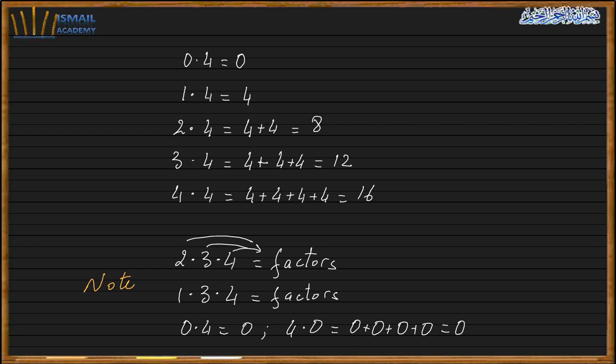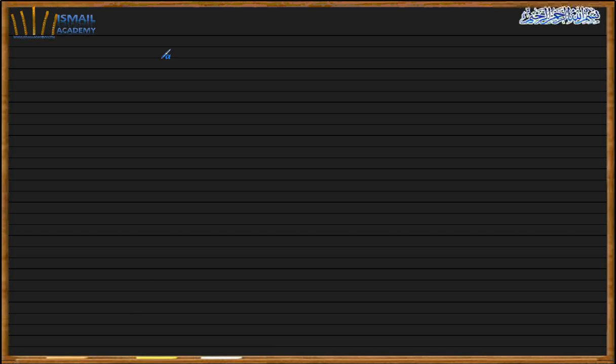The next note I want you to have: if I have 1 times 4, how many 4s do I have? Only one 4, so it's just 4. But if I have 4 times 1, how many 1s do I have? I have four 1s, 1 plus 1 plus 1 plus 1, which is again 4. As you see, a number times 1 is the number itself, and 1 times a number is just the number itself. 2 times 1 is 2, 1 times 2 is 2.